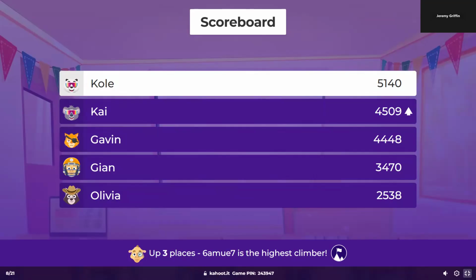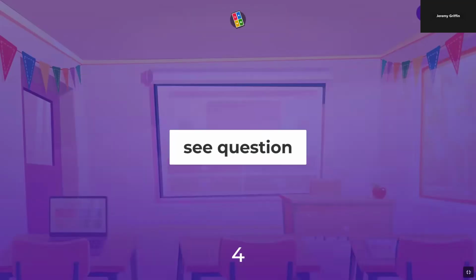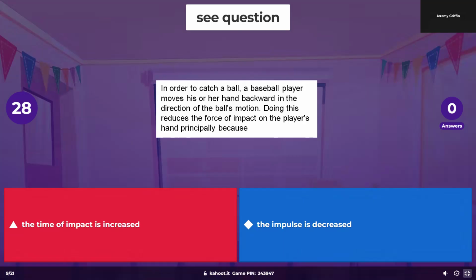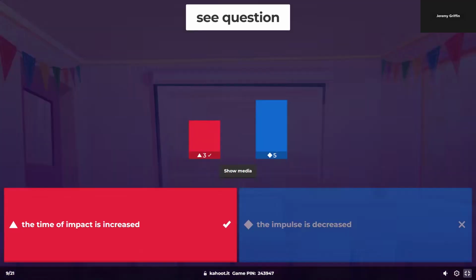All right, Olivia, Gian, Gavin, Ty, Cole. In order to catch a ball, a baseball player moves his hand backward in the direction of the ball's motion. Doing this reduces the force of impact. True. Why? Yeah, so it's that the time of impact is increased.